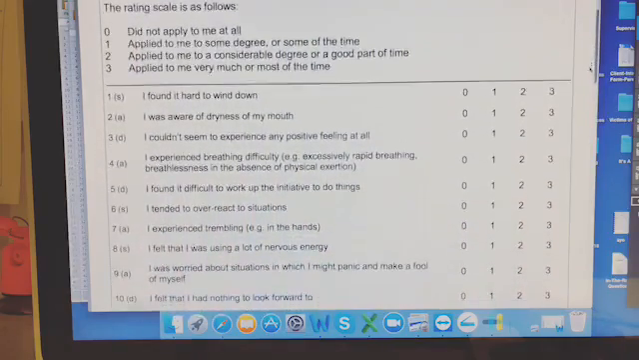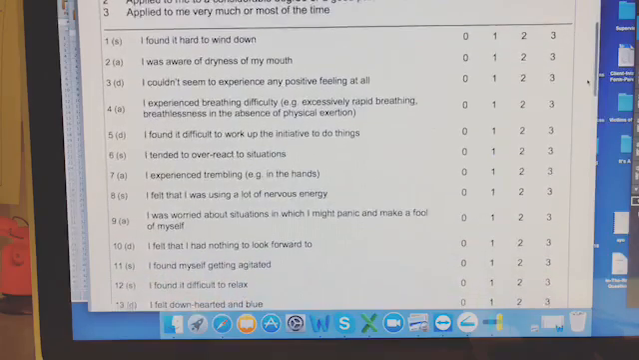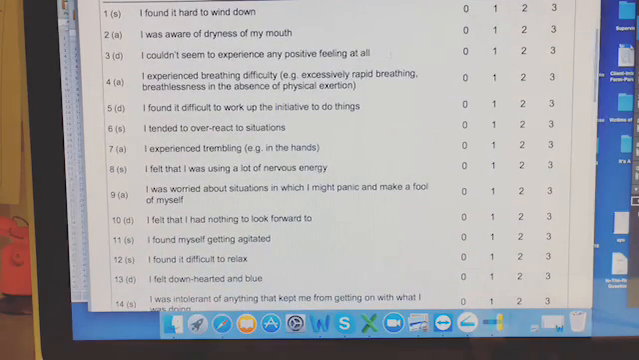So what you can see here is we're going to just scroll down. The very first statement says, I found it hard to wind down. So you circle the appropriate 0, 1, 2 or 3. Some people don't understand what this means, but winding down just means relaxing.